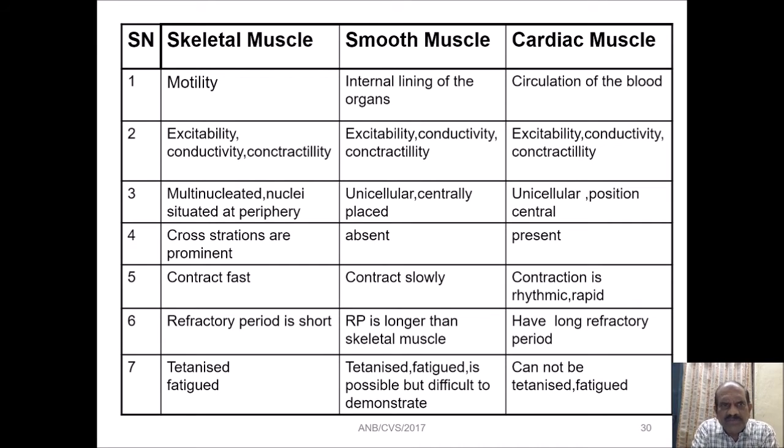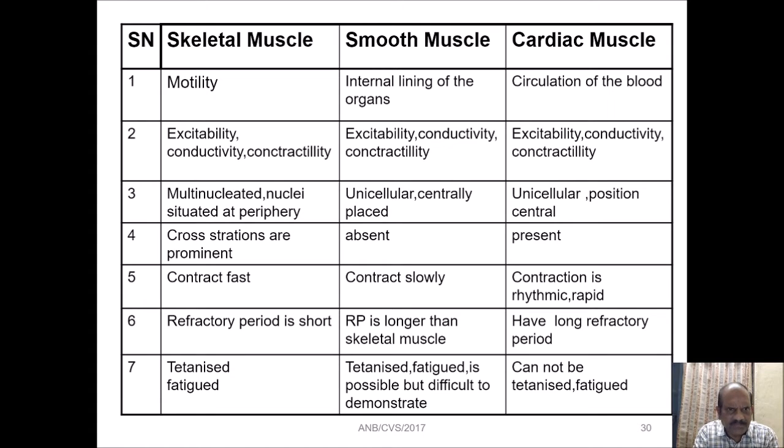Then another important thing: skeletal muscle and the cardiac muscle are striated. Skeletal muscles are cross striated, the striations are very prominent, and they are also present in the cardiac muscle. However, they are minimal or totally absent in the smooth muscle, and hence they are called smooth muscles.